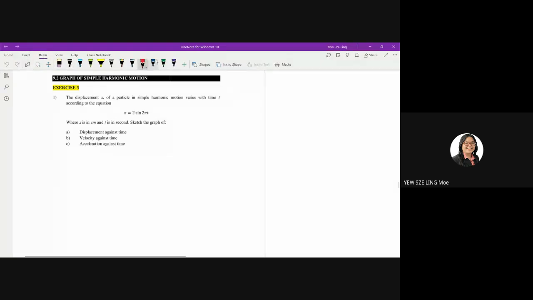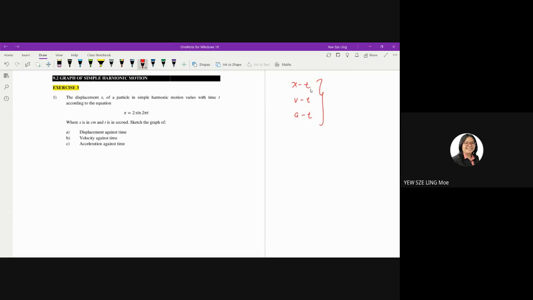First, we have the xt graph, which is a displacement-time graph. This is a graph that you need to know. The second type is the vt graph, the velocity-time graph. And the next one is the acceleration-time graph. These three are the most fundamental graphs that you need to know. Other than the graph itself, you need to know how to sketch, how to form the equation, as well as how to differentiate the equations.